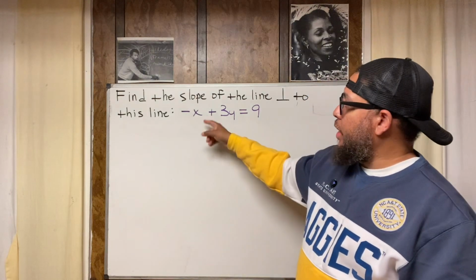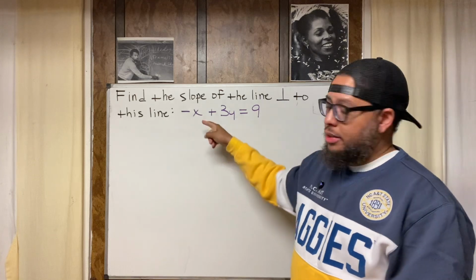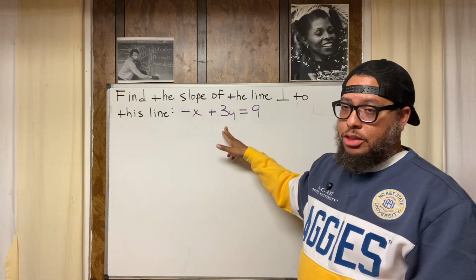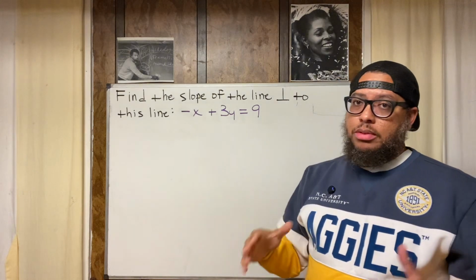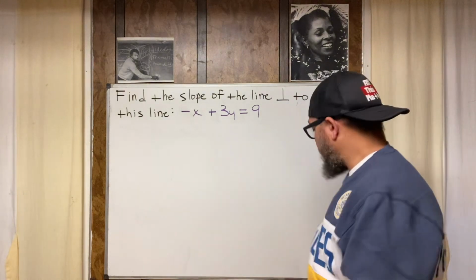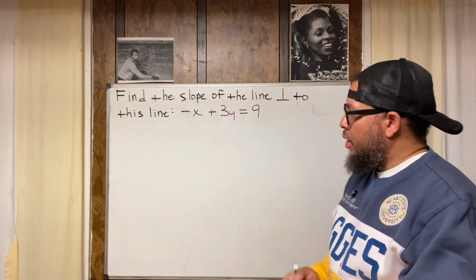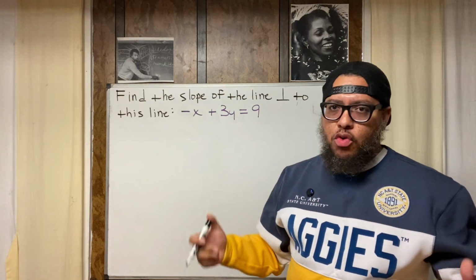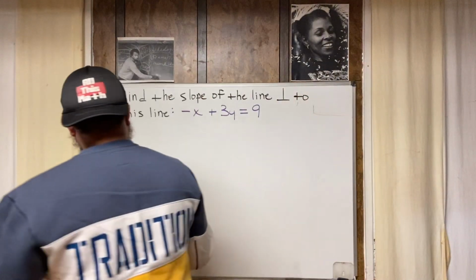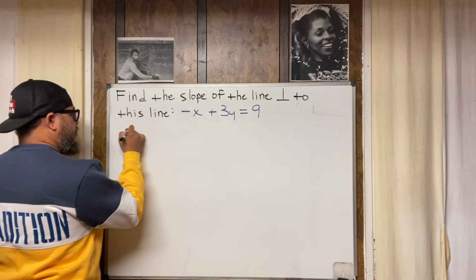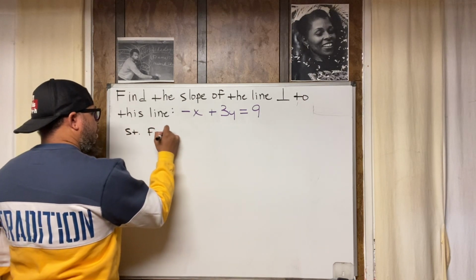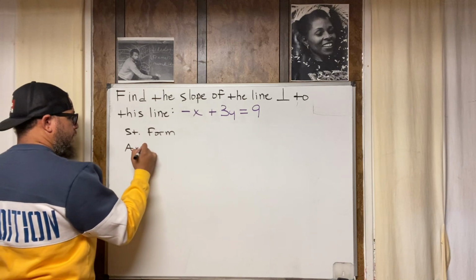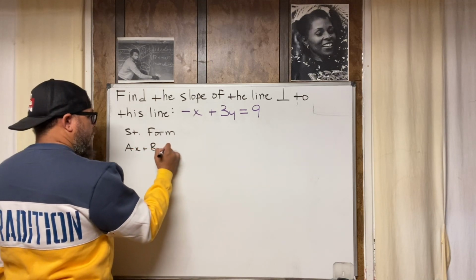Now, in order to find the slope of a line that's perpendicular to this line, the first thing we got to do is figure out the slope of this line. There's two ways that I'm going to show you how to do that. The first way I call using the standard form slope formula. Standard form of a linear equation is ax plus by equals c.